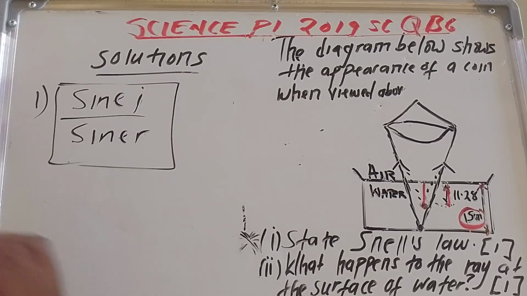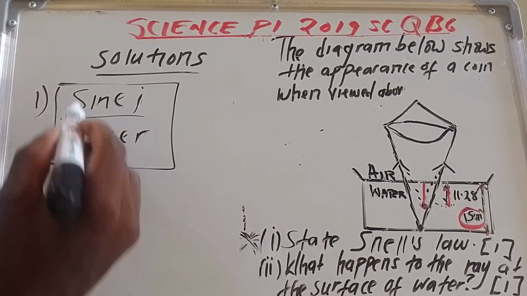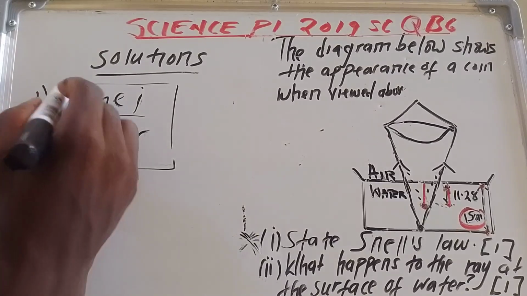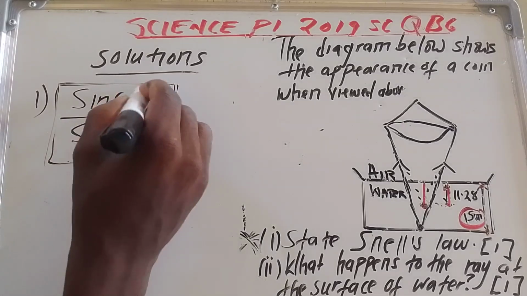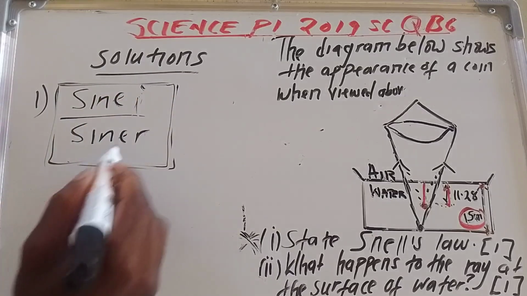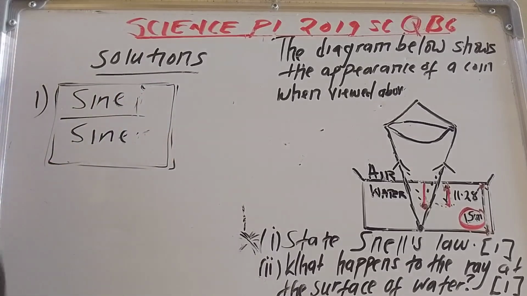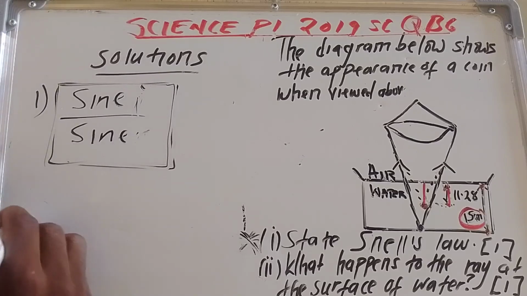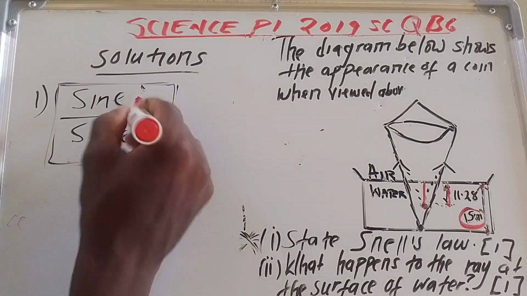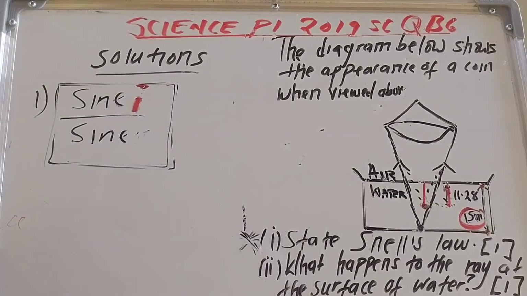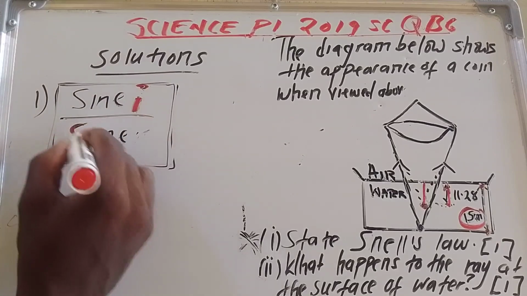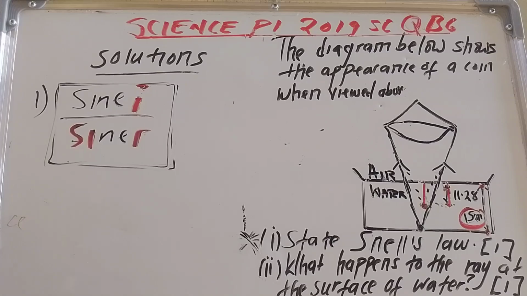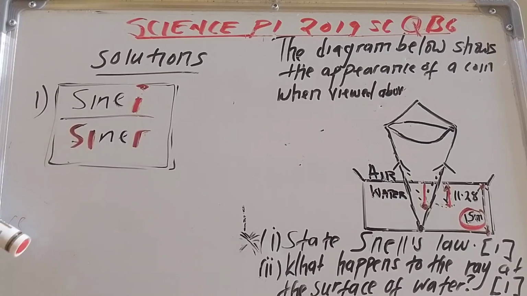Now what does Snell's law state in words, since we have given it in this expression? Snell's law states that the ratio of the sine of the angle of incidence to the sine of the angle of refraction is a constant. So that is what Snell's law states.